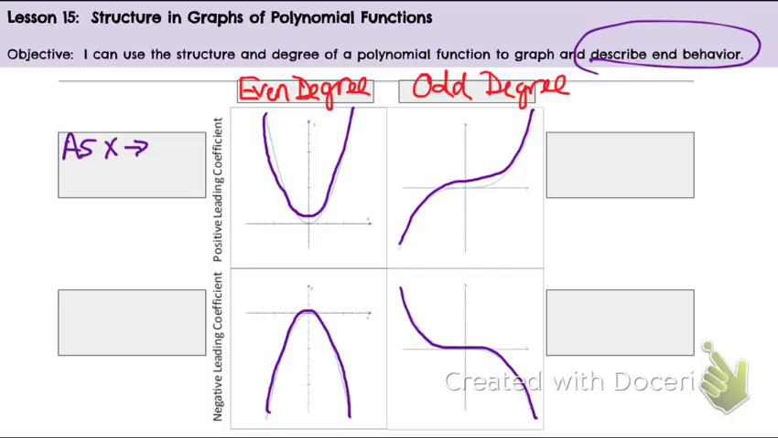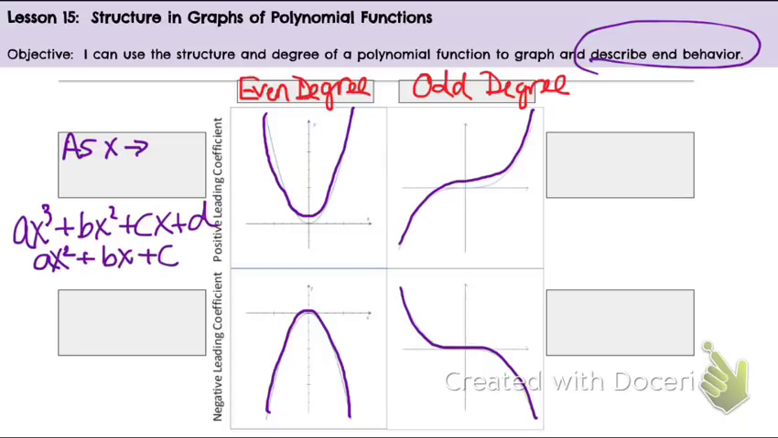Okay, so you know how standard form is ax cubed plus bx squared plus cx plus d, or it might look like ax squared plus bx plus c. And in these cases, because on the left-hand side it's even degrees, that's going to be our option. So as x goes to infinity, if a is a positive number, f of x also goes to infinity. The function also goes to infinity, and it doesn't matter either way.